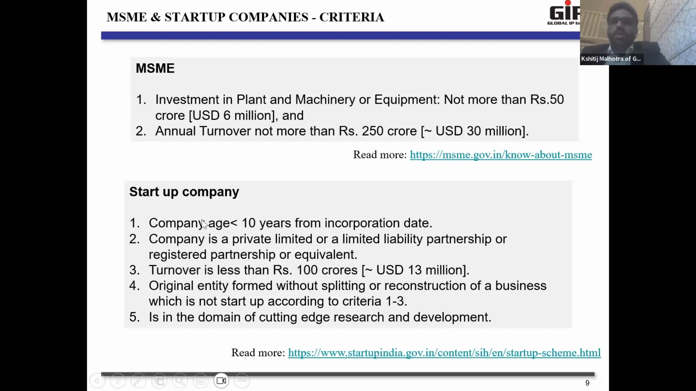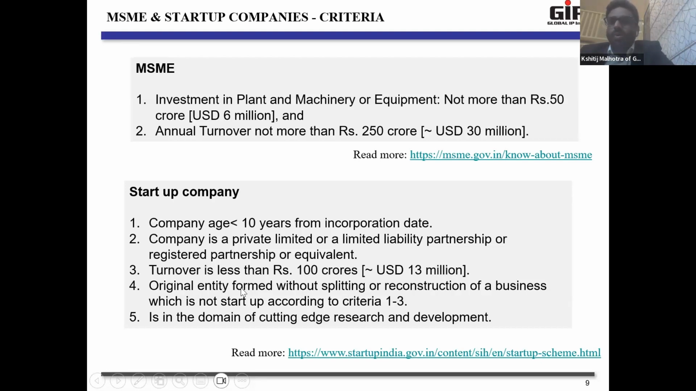The second criteria is startup company. The criteria for a startup company is that the company age should be less than 10 years from the incorporation date. The company should be either a private limited, or I mean privately held company, or a limited liability partnership or registered partnership or equivalent. The third criteria is with respect to turnover, which is less than 100 crores or approximately US $13 million, less than that.